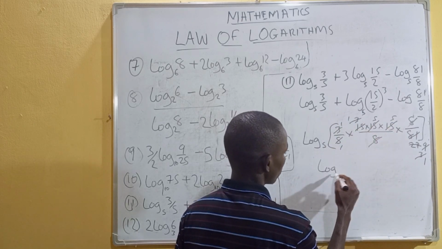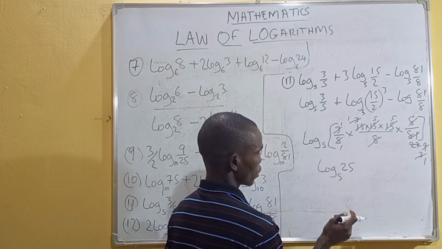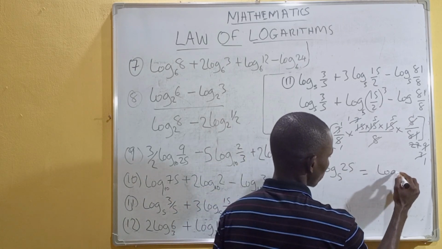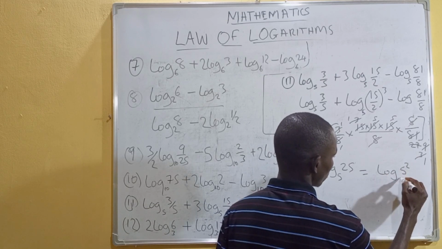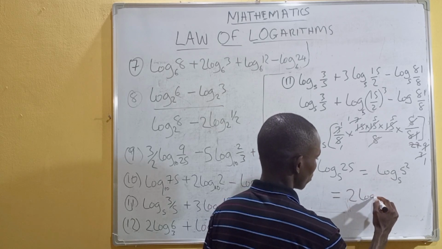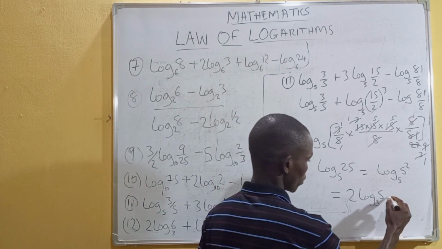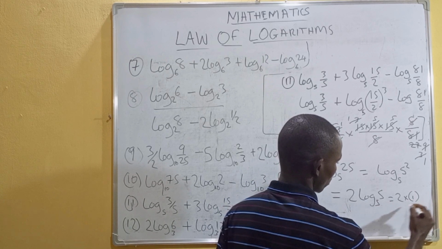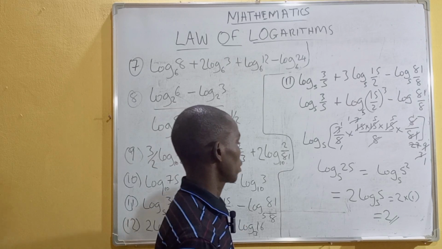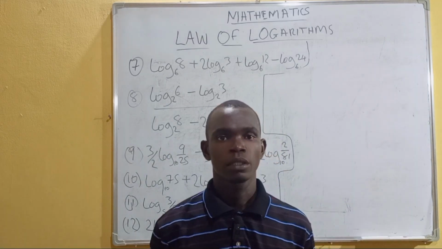We now have log 25 of base 5. And this can be simplified to 5 squared, which is now log 5 raised to the power 2 with base 5, which is equal to 2 times log 5 with base 5. And this is equal to 1, which is equal to 2 times 1. Our answer is now 2. This is for question 11. Let's go to the last question, which is question 12. Question 12.